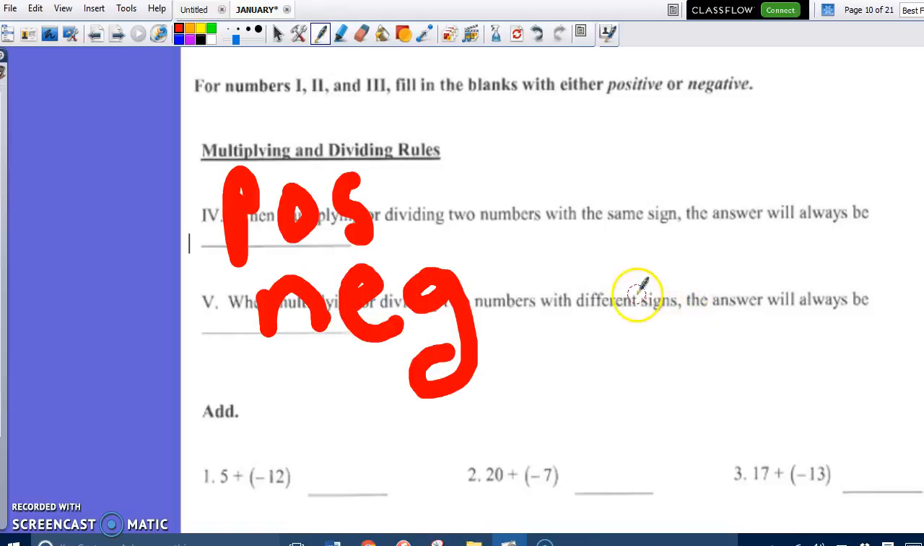Negative, not positive. Patrick, 5 plus negative 12 would be, since we have a positive and negative, we're going to subtract, keep the sign of the higher number. -7. -7. That's my boy.